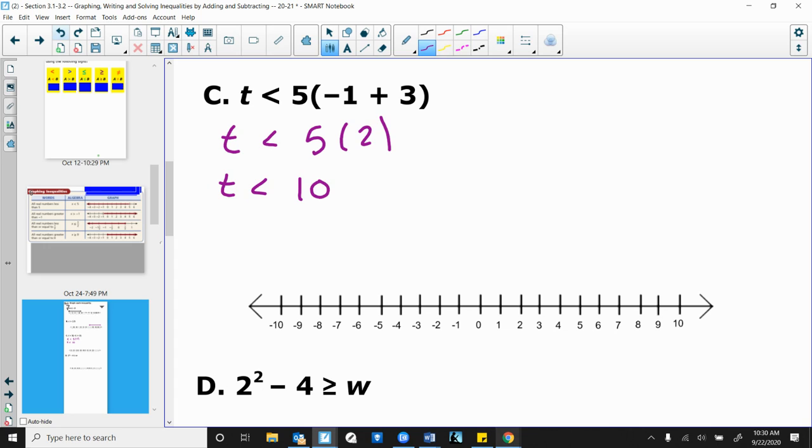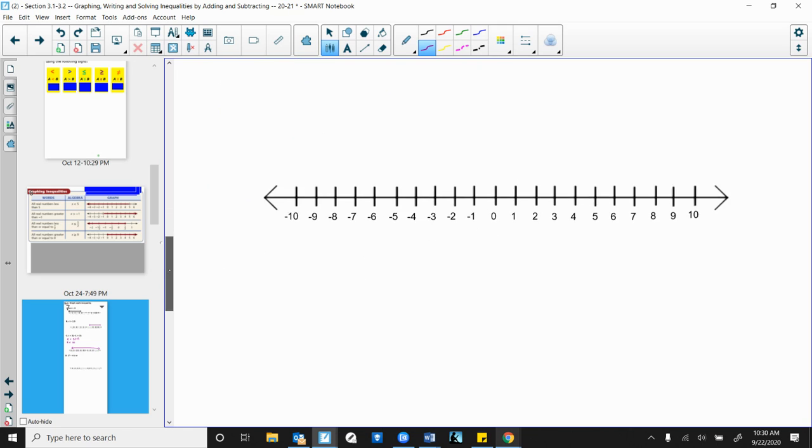Ethan, you good? Yep. All right, so T is less than 10. So open or closed dot, Kaylin? Open dot, and it's less than, so I'm going to point that. All right, and go ahead and finish the last one up if you haven't yet.